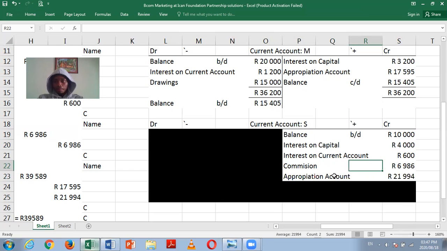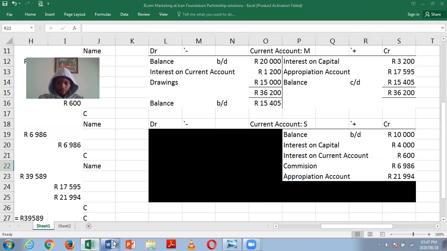we're going to credit what? The appropriation account, right? Which is the contra account we use to share the profit. Others just say share profit, which is 21,994. Okay, and then let's see what we have on the debit side.